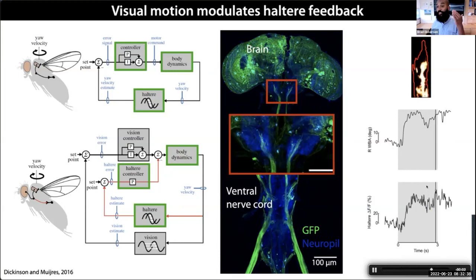And again, if the Halter was merely a proportional controller, then when the stimulus goes off, we should see basically a drop pretty soon after the stimulus comes off. But we see this lingering effect, which is consistent with both a little bit of what we know about the physiology of the Halter, but also the idea that the Halter may be a proportional integral controller.